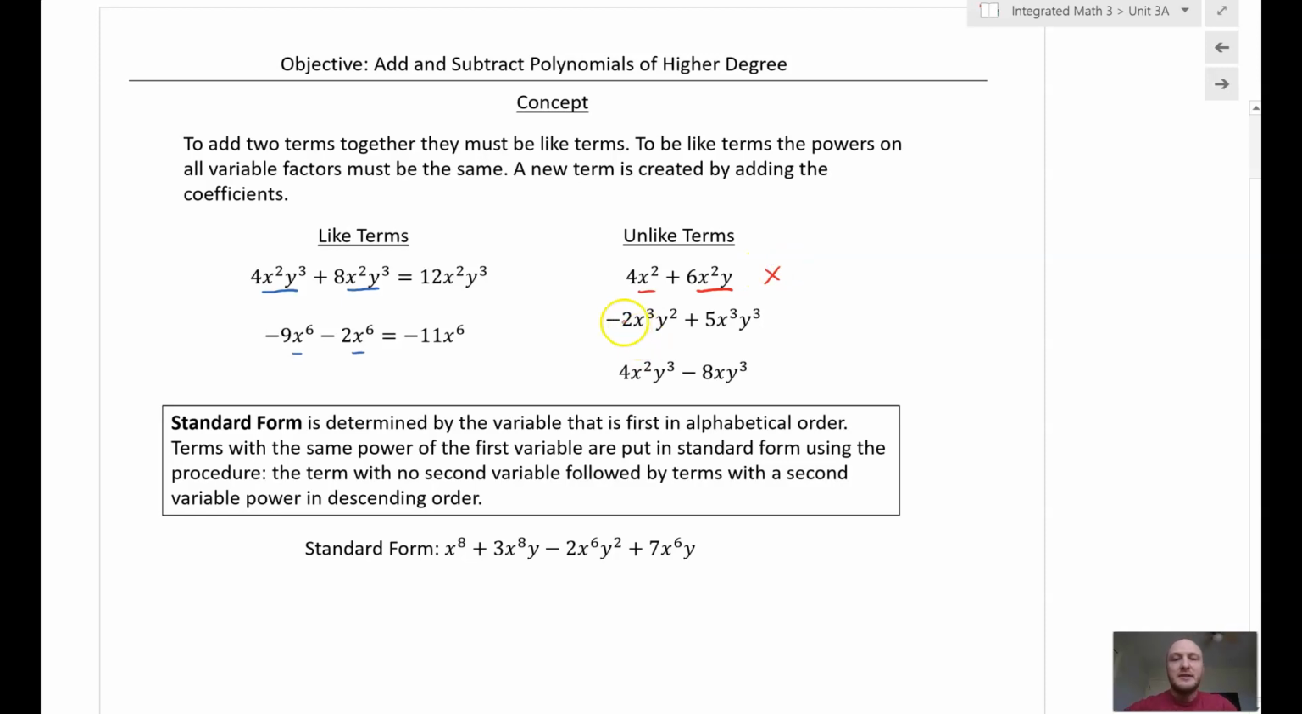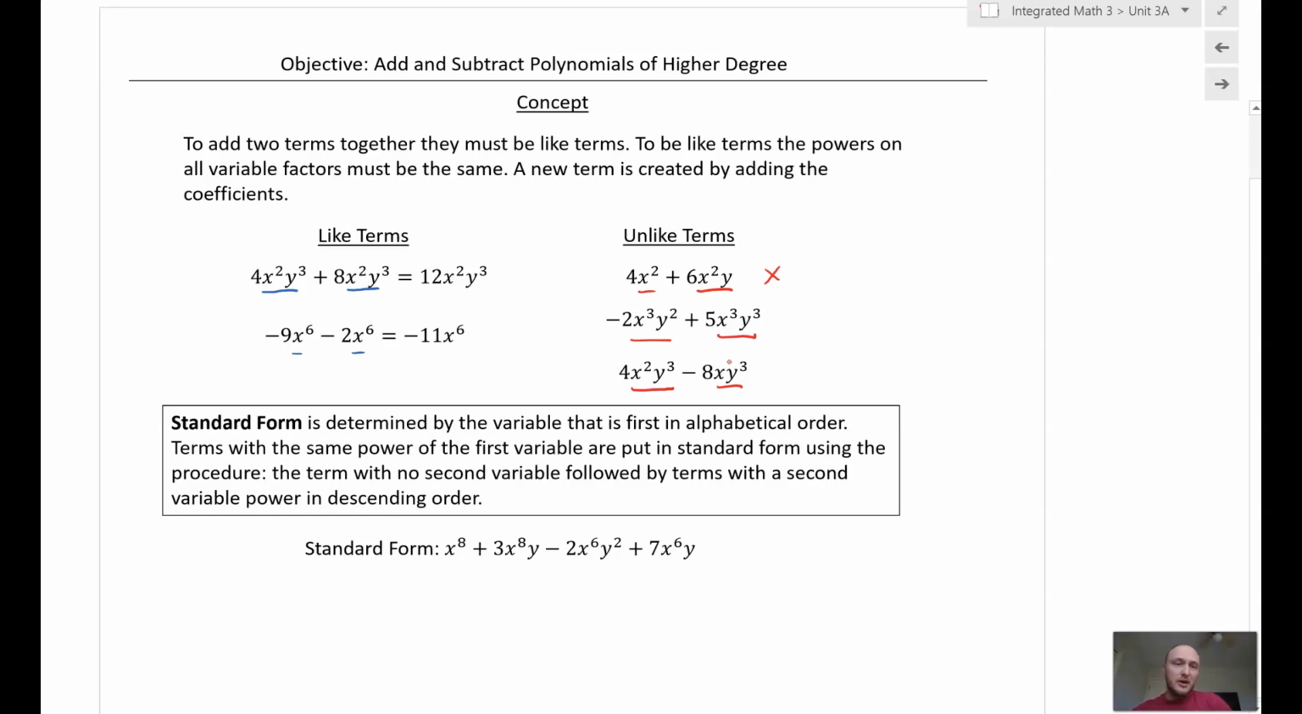Next I have negative 2x cubed y squared. Well, I also have an x cubed, but notice the y has a power of 3. So they're not like terms. Both variables have to have the same exact power. And last but not least, again, I have x squared y cubed. Here is x to the first y cubed. So the powers of the x's do not match.